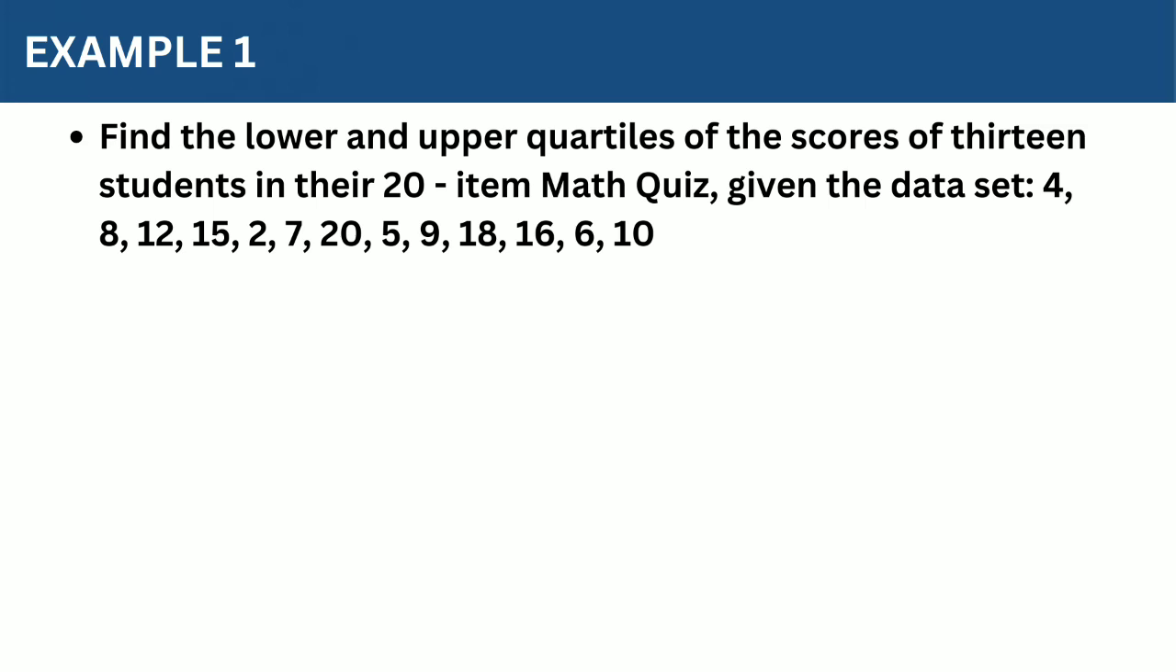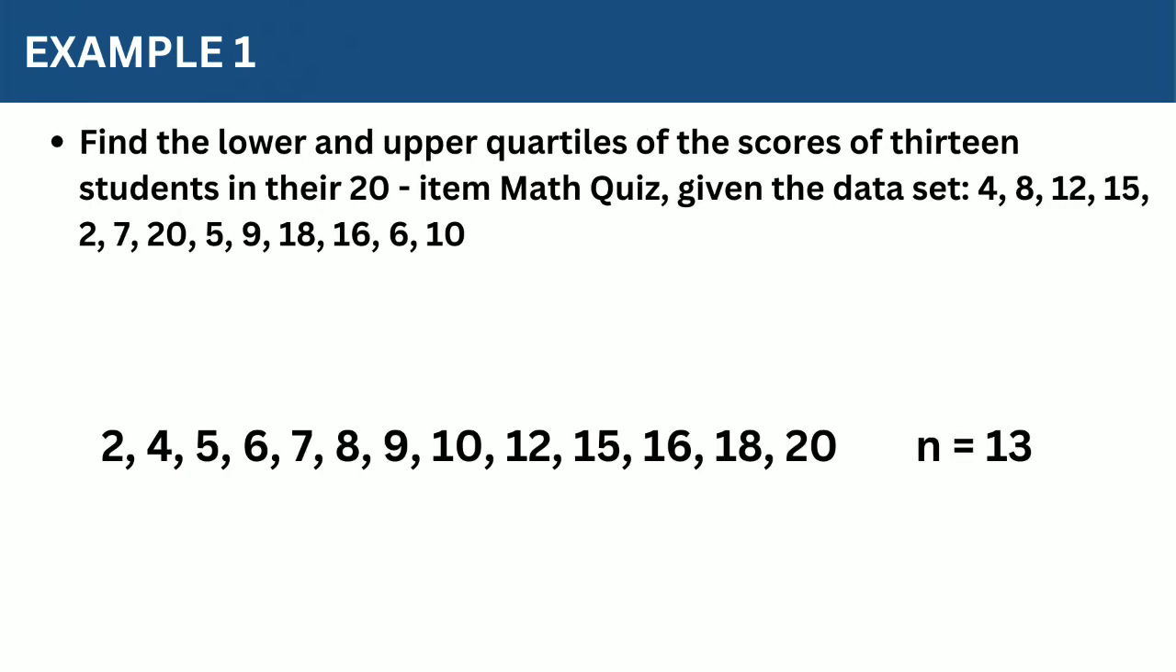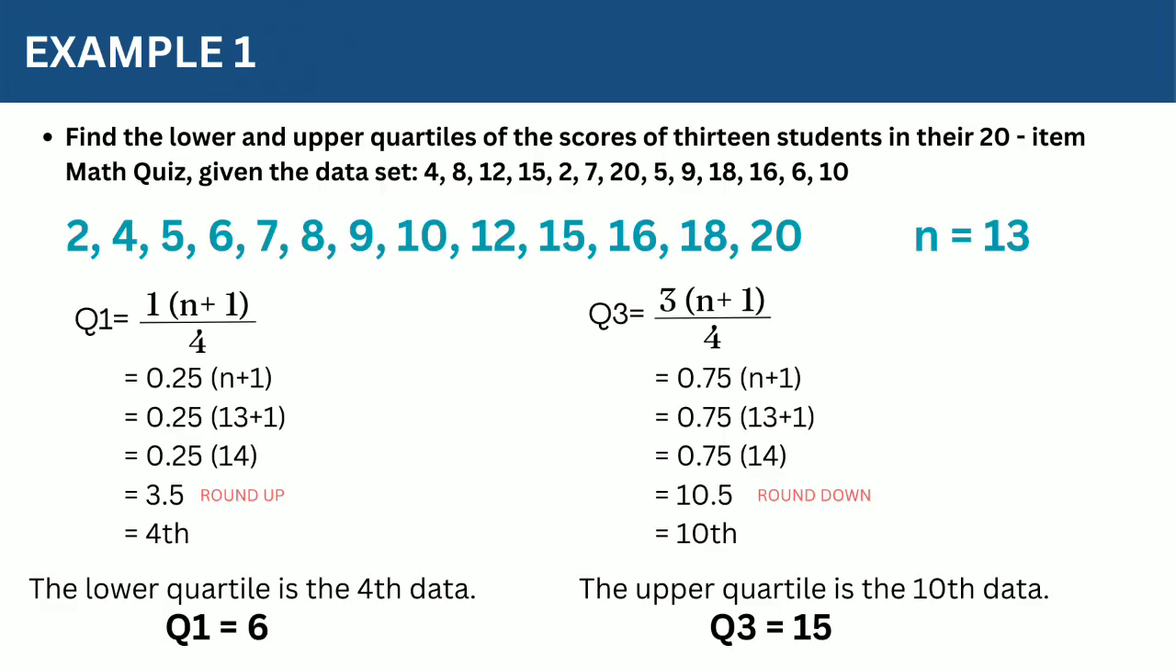Now, here are a few examples. Find the lower and upper quartiles of the score of 13 students in their 20-item math quiz, given the dataset 4, 8, 12, 15, 2, 7, 20, 5, 9, 18, 16, 6, and 10. The first step is always to arrange the numbers in ascending order. Now we have 2, 4, 5, 6, 7, 8, 9, 10, 12, 15, 16, 18, and 20, a total of 13 numbers. Now, let's solve for the lower quartile.